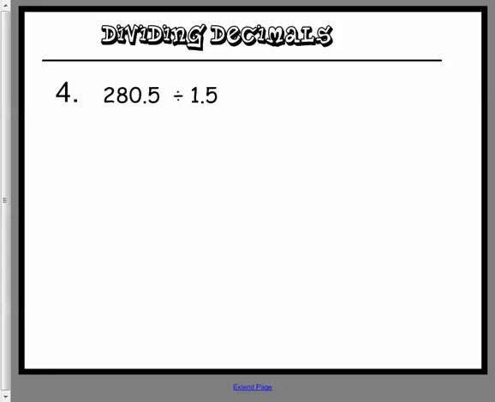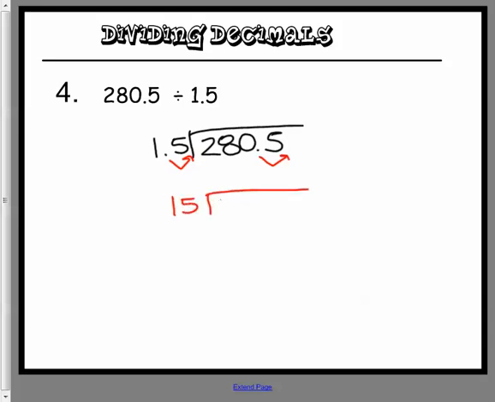Okay. Go ahead and try this one for me. Rewrite it, and then move your decimal point. I'll be back in just a second to show you what I did, so grab your red pen. Okay, the first step is to move the decimal point over 1 on each. So we can think of this as 15, and this as 2,805.